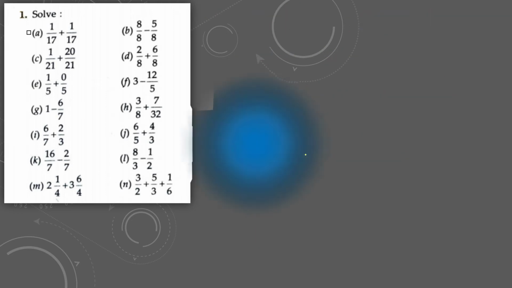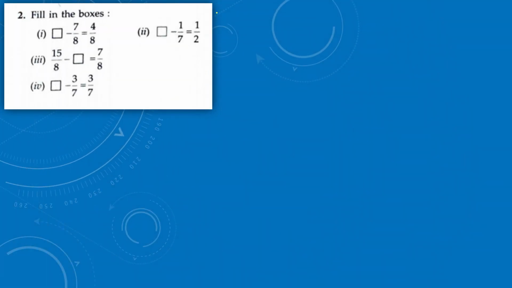Now next question, question number 2. We have answer 2 here. Okay my friends, so here we are filling the boxes. In this video, I'm going to do the second part and the third part. So for the second part, first of all, we have box minus 1 upon 7 equals half.